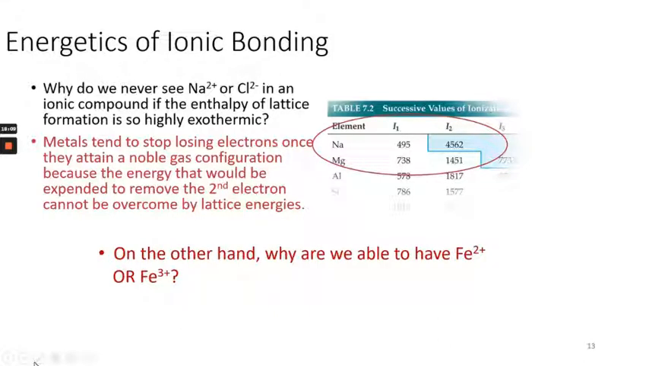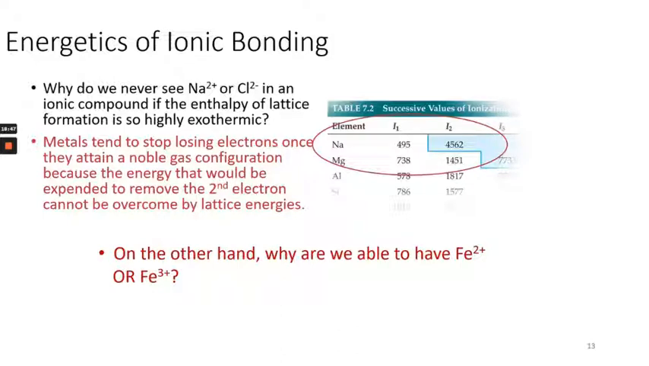So let's talk a little bit more about the energies involved in ionic bonding. So why do we never see an Na2+ or a chlorine 2- in an ionic compound if the enthalpy of lattice formation is so highly exothermic? Well, as it turns out, metals tend to stop losing electrons once they attain the noble gas configuration, because the energy that would be required to remove an electron from a lower energy level would be just too great, and it cannot be overcome by the lattice energies. So that's why you see a Na+ or a Cl-.